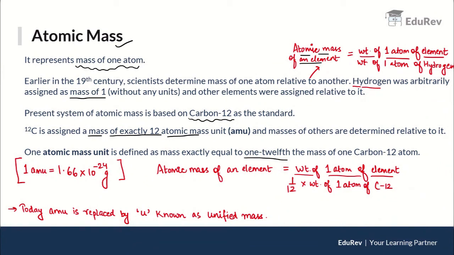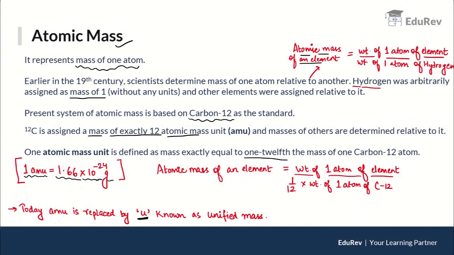So the relation between 1 AMU and gram was found to be this: 1 AMU equals 1.66 × 10⁻²⁴ gram. So if I have to determine the atomic mass of an element, what I will do is equate it with the weight of one atom of the element divided by 1/12 into the weight of one atom of carbon 12. Nowadays AMU is replaced by u and it is also known as unified mass.